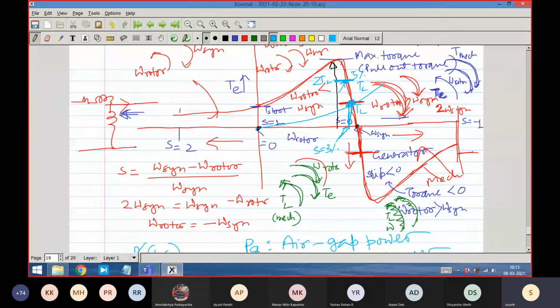So the difference between input power and output power is, input power is proportional to omega sync, output power is proportional to omega rotor at the operating point, omega rotor or (1 minus S) times omega sync. That is the difference. The rest of the power, the difference between them, is going to act as rotor copper loss. Right. Now let us see some more things.